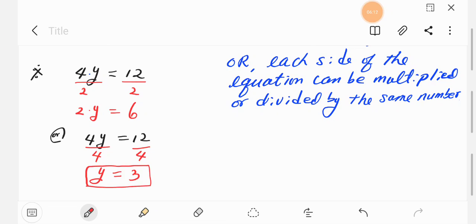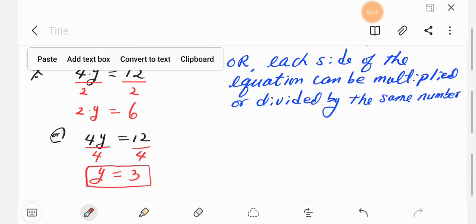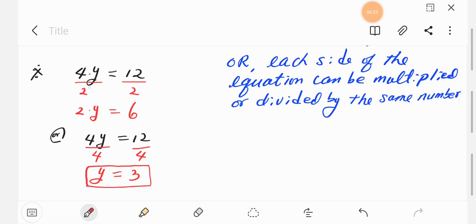So when you divide an equation by some number, why don't we divide by the number that is multiplied to this variable y? Like this. So 4 is multiplied by y, the variable. Then why don't we divide each side by the same number, 4, so that we can get the value of y. Alright, so if a variable is multiplied by a number, then divide the equation by the same number.